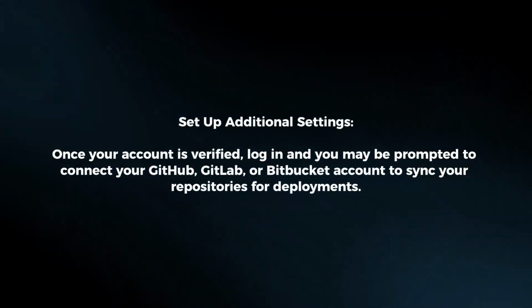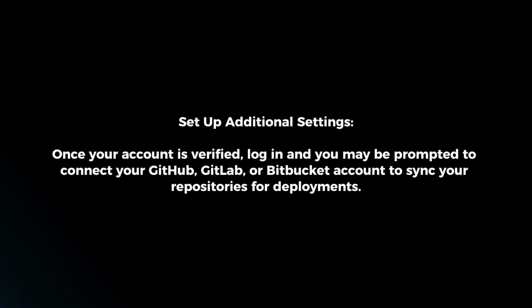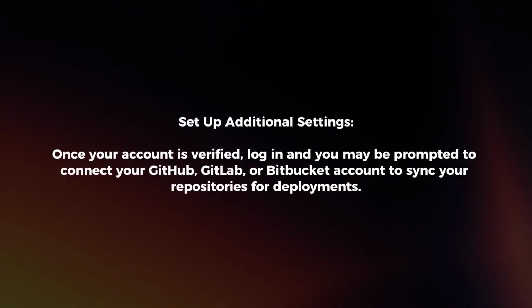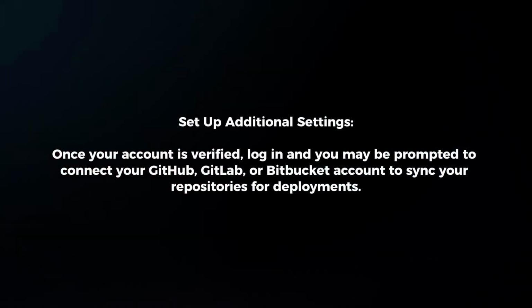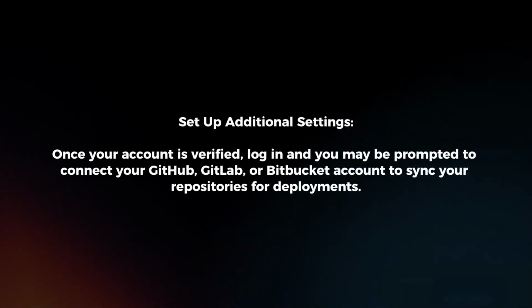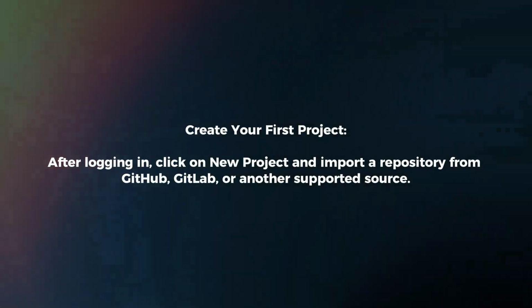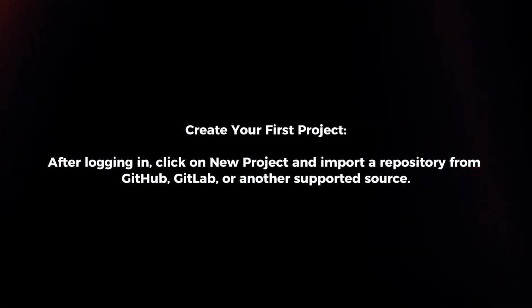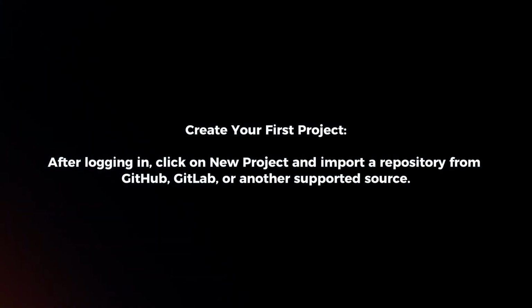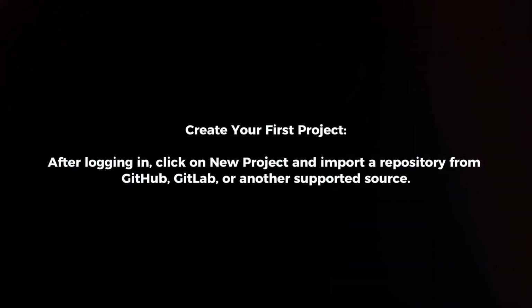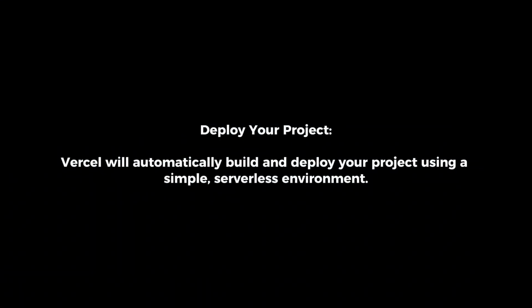Set up additional settings. Once your account is verified, log in and you may be prompted to connect your GitHub, GitLab or Bitbucket account to sync your repositories for deployments. Create your first project. After logging in, click on New Project and import the repository from GitHub, GitLab or another supported source. Deploy your project. Vercel will automatically build and deploy your project using a simple, serverless environment.